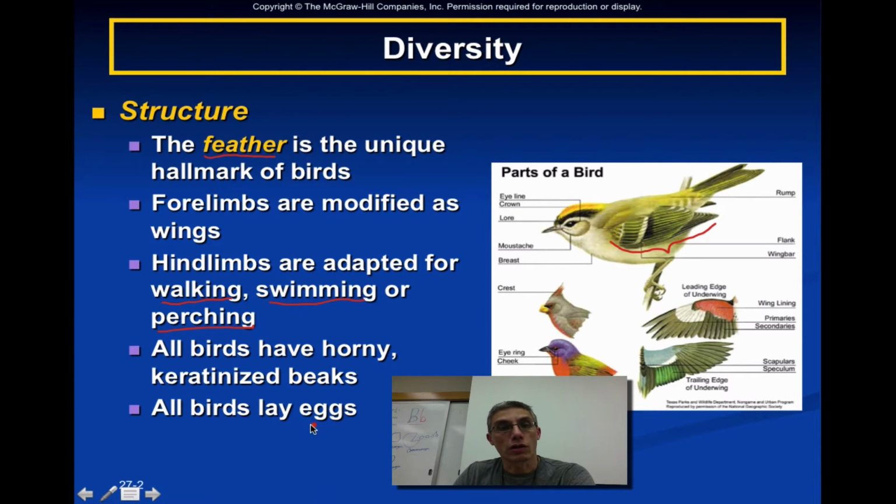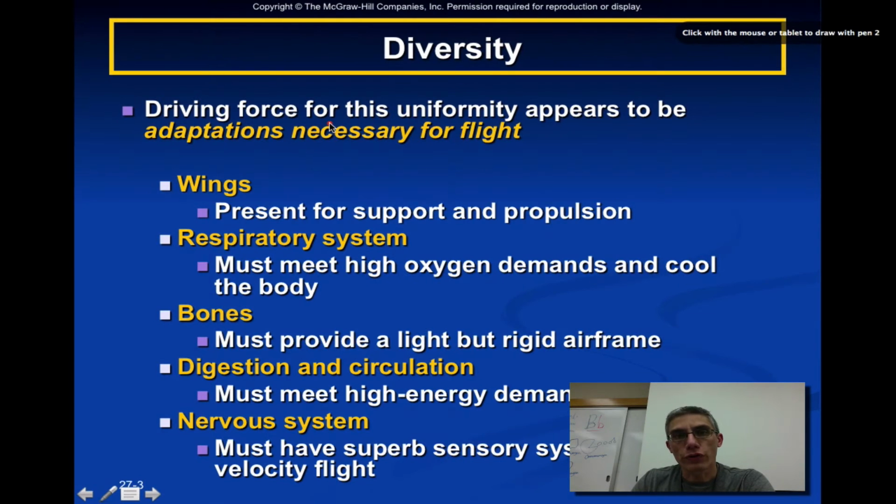And of course, as we had said, all birds will lay eggs. In other words, you're not really going to find an example of a bird that's going to give birth to live young. Now, the driving force for the uniformity of these structures that we looked at in the previous slide appears to be the adaptations that are necessary for flight. In order to fly, of course, you need to have adapted some sort of structure that would allow you to basically support and propel that animal through the environment, in other words, through the air. And so those wings have allowed that animal to be able to do that. So that is the modification of those forelimbs.